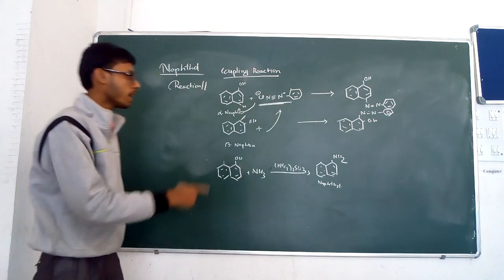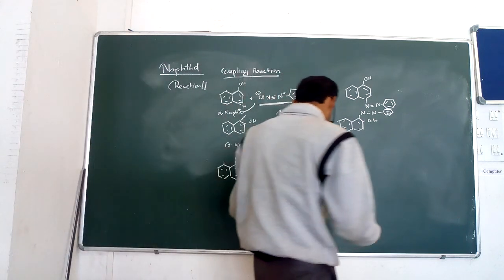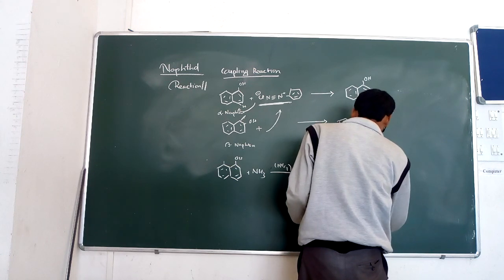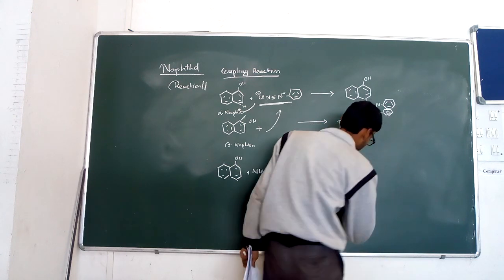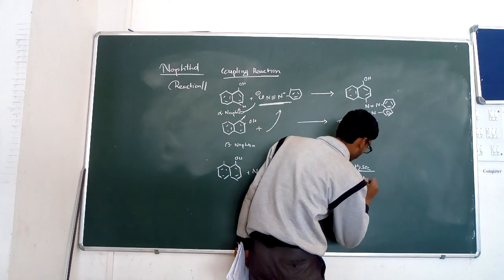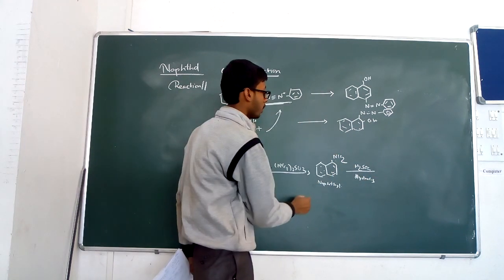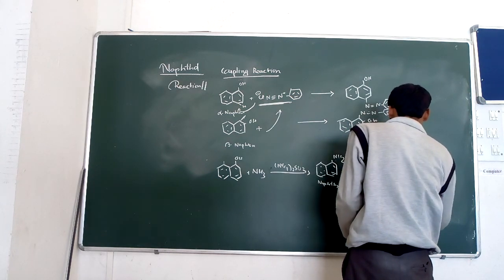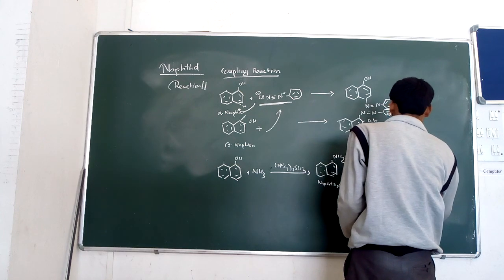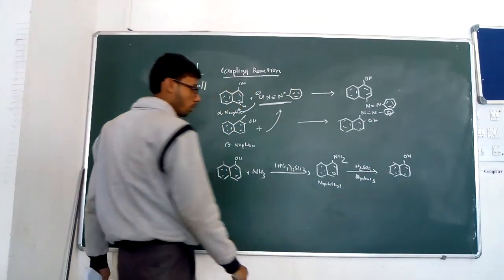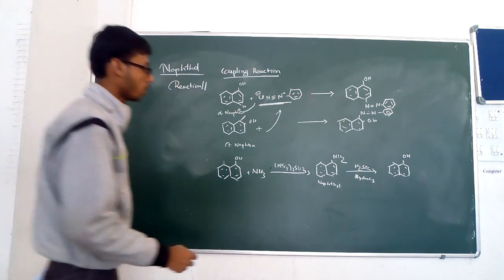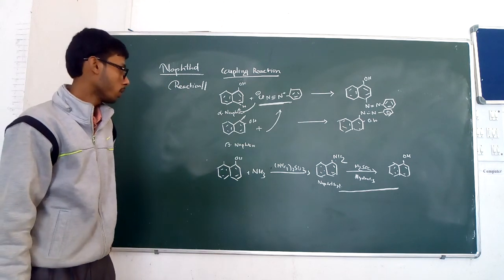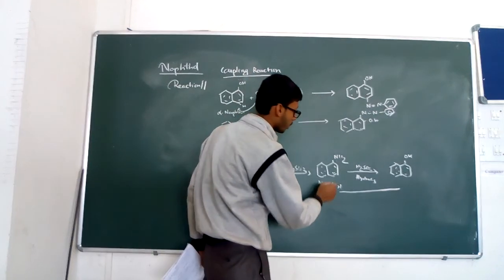If we treat the naphthylamine again with H2SO4 through acidic hydrolysis, it forms the corresponding alpha or beta naphthol. You can also use this for the synthesis of alpha naphthol, which is prepared from the naphthylamine.